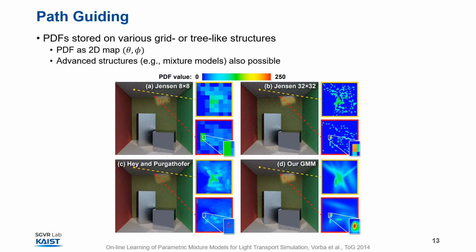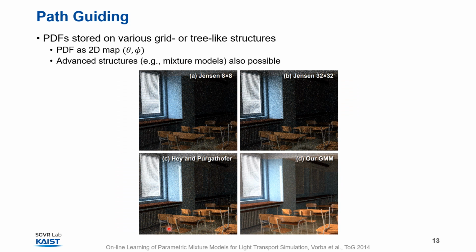Various structures can be used to model the sampling map. This work shows that using Gaussian mixture model outperforms other grid-like structures when representing sampling maps, and also when rendering, which shows more plausible rendering results.